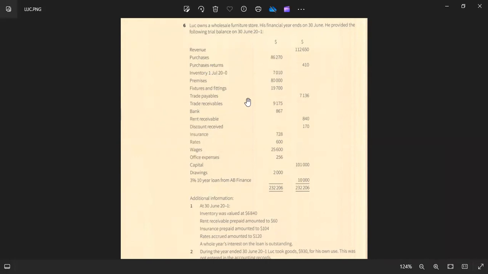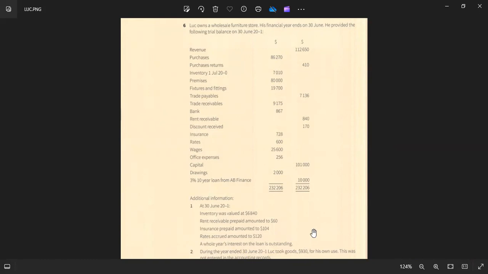less drawings of stock. Where is our drawings of stock? It was tricky, but you were supposed to look at note number 2. I didn't discuss it with you, but the drawings of stock in this case are here. You can see the 930. These are drawings of stock.